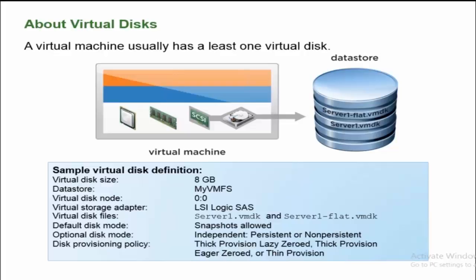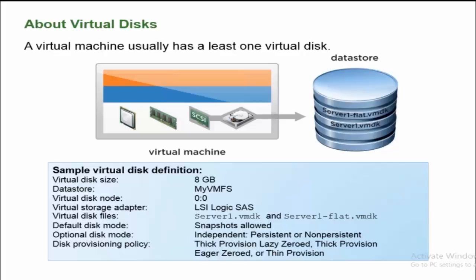Now let's talk about the virtual disk of a virtual machine. When you create a virtual machine, you define some hard disk size for it. A hard disk of a virtual machine we call a virtual disk. As we have discussed, two files get created for a virtual disk: .vmdk and flat.vmdk. The .vmdk is a pointer file that points to the flat.vmdk. It contains the metadata, or pointers, and the actual data is contained in the flat.vmdk.